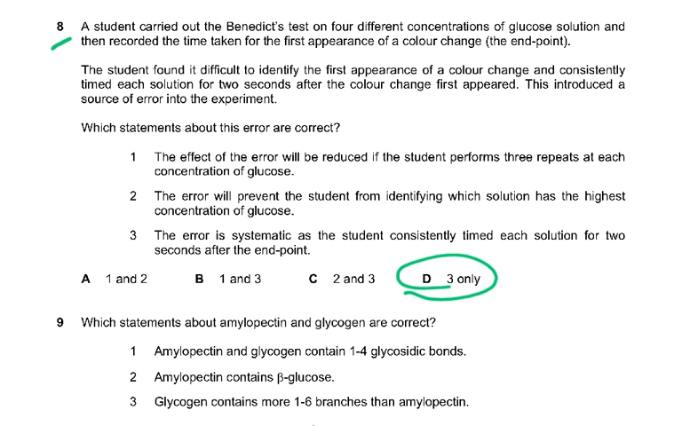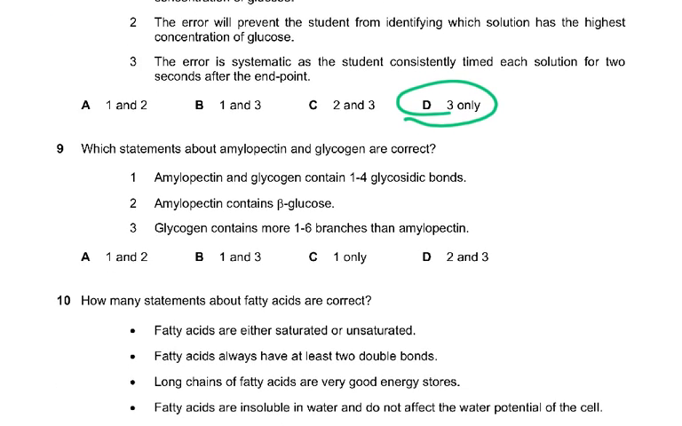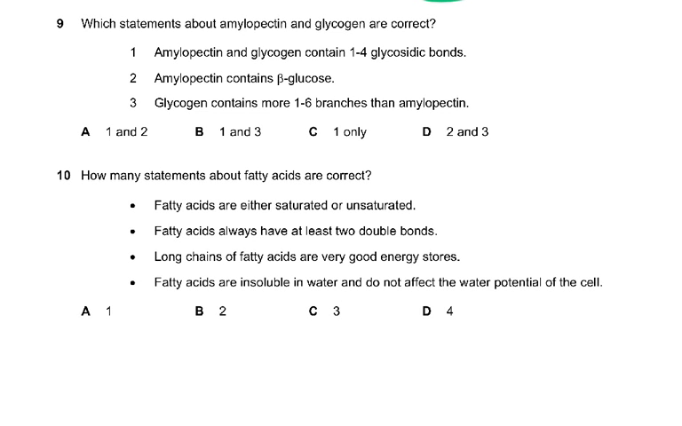That was the only correct thing which we were talking about. It was a systematic error. Then coming to question number 9. Which statements about amylopectin and glycogen are correct?